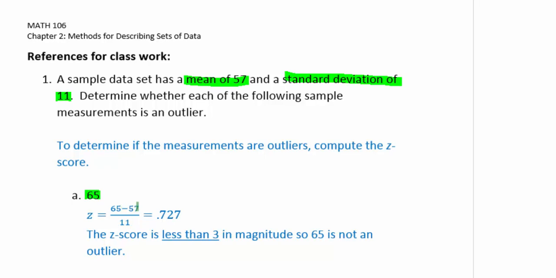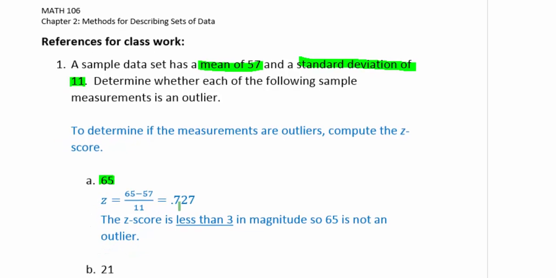Since 65 minus 57 divided by 11 is equal to 0.727, we would determine that this z-score is less than 3 in magnitude, so 65 is not an outlier. Remember, in order to be an outlier, the z-score would need to be more than 3 standard deviations from the mean. This says we don't even have 1 standard deviation because 0.7 is below 1.